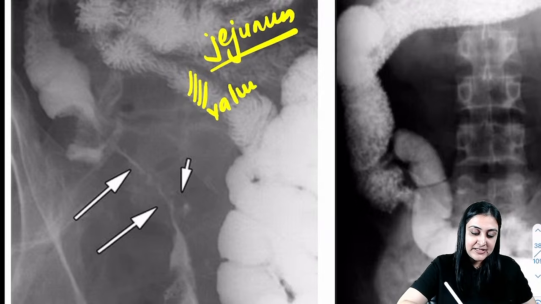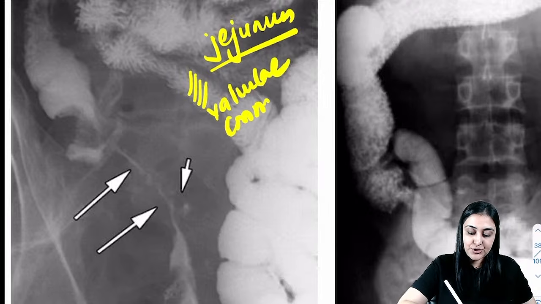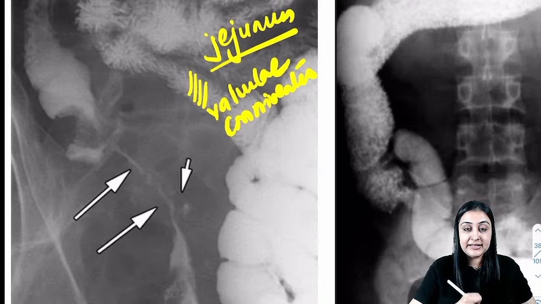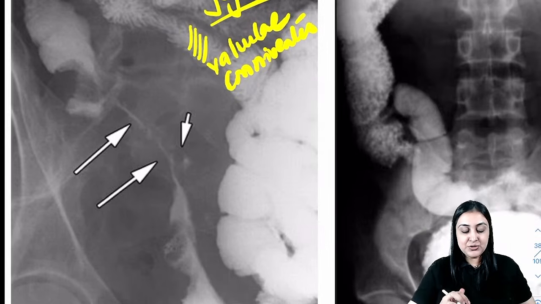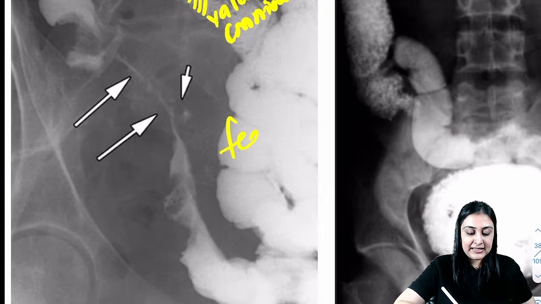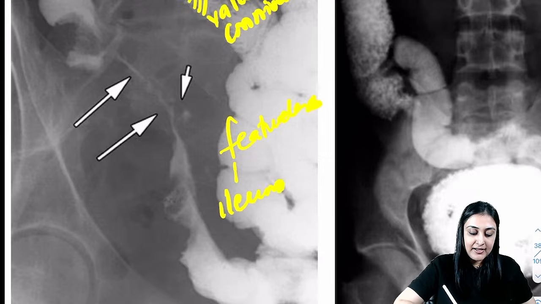So it is because of these valvulae conniventes, also called valves of Kerckring, that the jejunum appears feathery. On the other hand, when you see no folds, its feature is that it is featureless, there are no folds. That is the ileum, right? And what do you see happening to the ileum here?